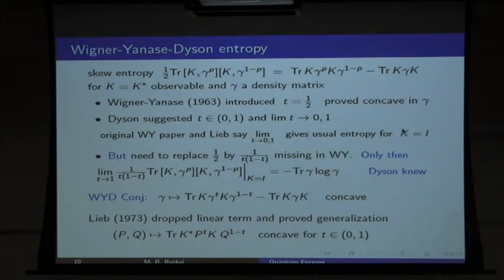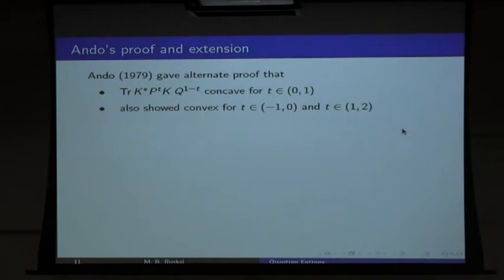Now, in a paper that was not really noticed at the time, not until much, much later, or at least not by very many people, Ando gave an alternate proof of this joint concavity. But he noticed something else. He noticed that for t between -1 and 0 and t between 1 and 2, it changed from convex to concave. Outside that range, it's neither.